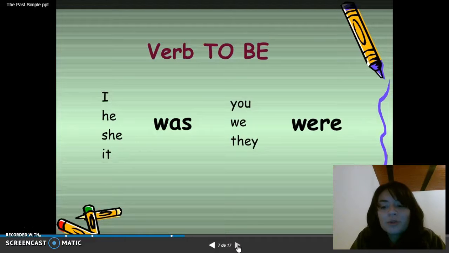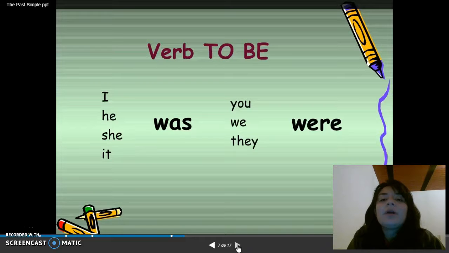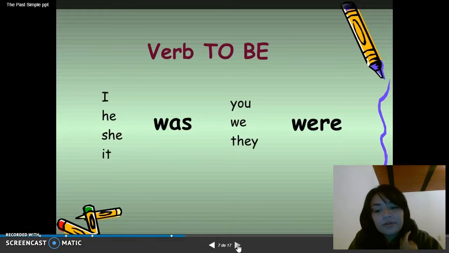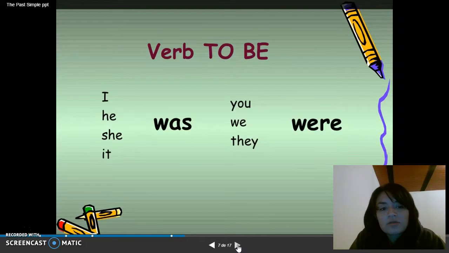Then you have the verb to be. Be careful not to get confused with this one, okay? Because the verb to be also works as an auxiliary, okay? You don't need to add any other auxiliary. For example, you have I, he, she, it, working with was, and you, we, they, working with were.